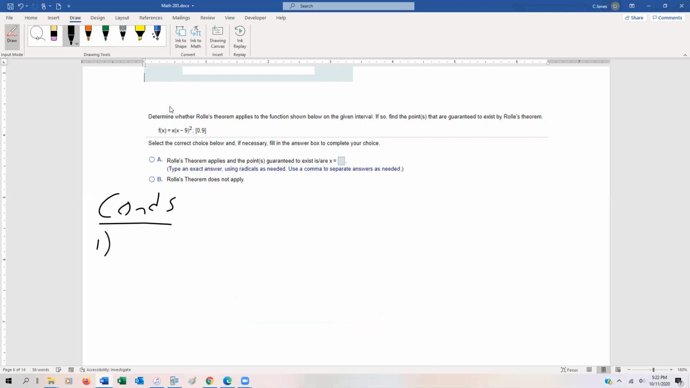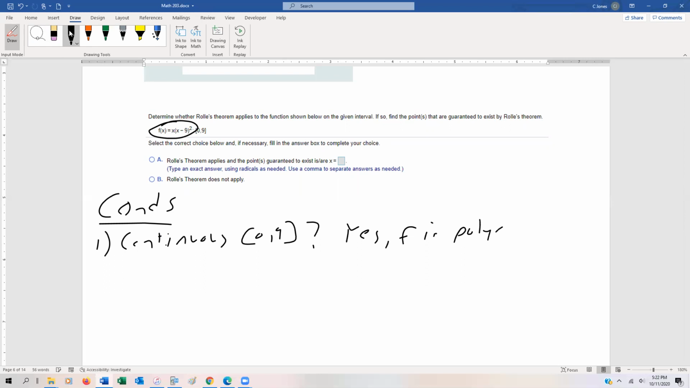All right, so first of all, okay, is it continuous on the interval 0 to 9? All right, and of course it is, yes. And the reason is yes, because this is a polynomial function. Okay, so yes, f is polynomial. And we know polynomials are continuous over the domain of real numbers.